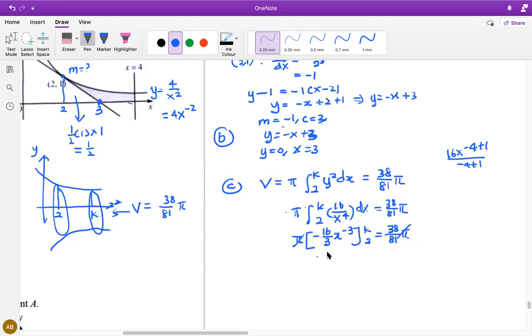If I rewrite everything, it becomes like this. It will be 1 over k cubed minus 1 over 8, then equals 38 over 81. So you simplify this part. So 1 over k cubed equals 38 over 81 times 3 over 16, then you plus 1 over 8. Okay, so use your calculator.